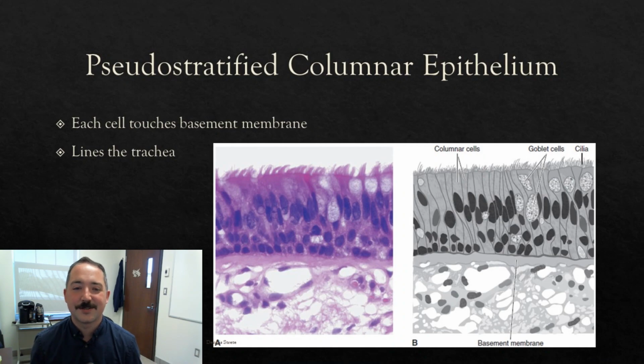Last epithelial tissue to talk about is pseudostratified. Again, one layer of cell, but it's twisted in a way that makes them look like they're layered. In the case of the trachea, it allows the tissue to provide lots of protection as well as secrete mucosa to trap dirt and debris.